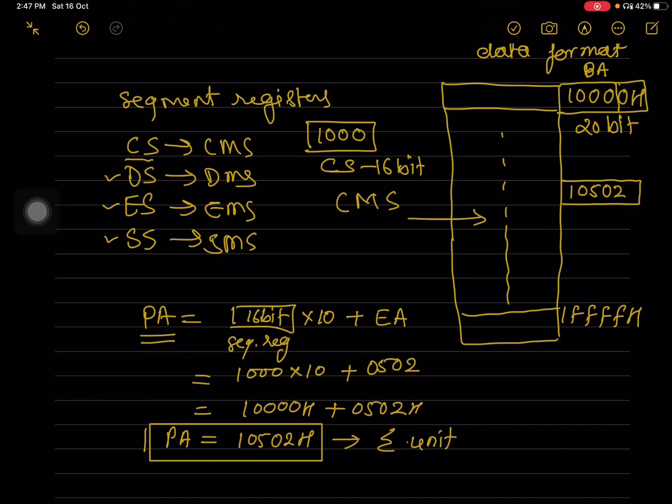So likewise, this process is carried out whenever any memory location is accessed. The base address is taken from the segment register, it is multiplied by 10, and it is added with the effective address to generate the corresponding 20-bit physical address. Now, if it is the code memory segment, then its base address is saved in CS and the effective address is saved in IP, that is the instruction pointer. So for the code memory segment, the registers that are used are CS and IP.